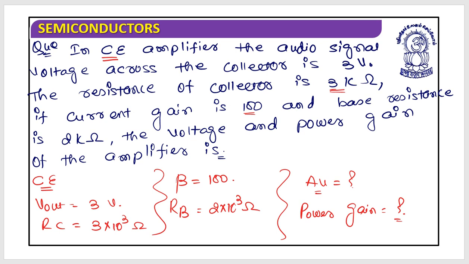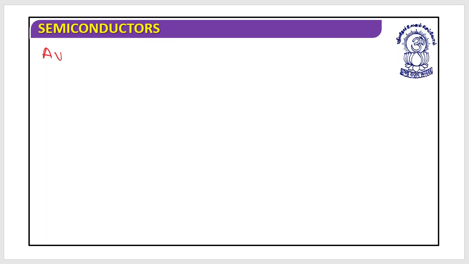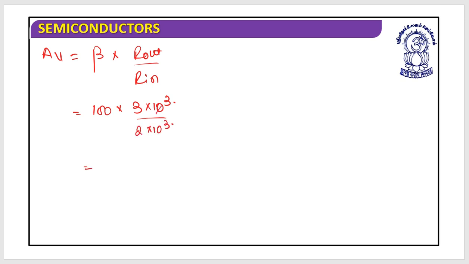We have the relation of AV, which is the voltage gain. This is equal to beta times R out by R in. So beta is 100 multiplied by R out, which is RC, equal to 3 into 10 to the power 3, divided by R in, which is RB, 2 into 10 to the power 3. So this has gone, and this is equal to 150. This is AV, what we call the voltage gain.